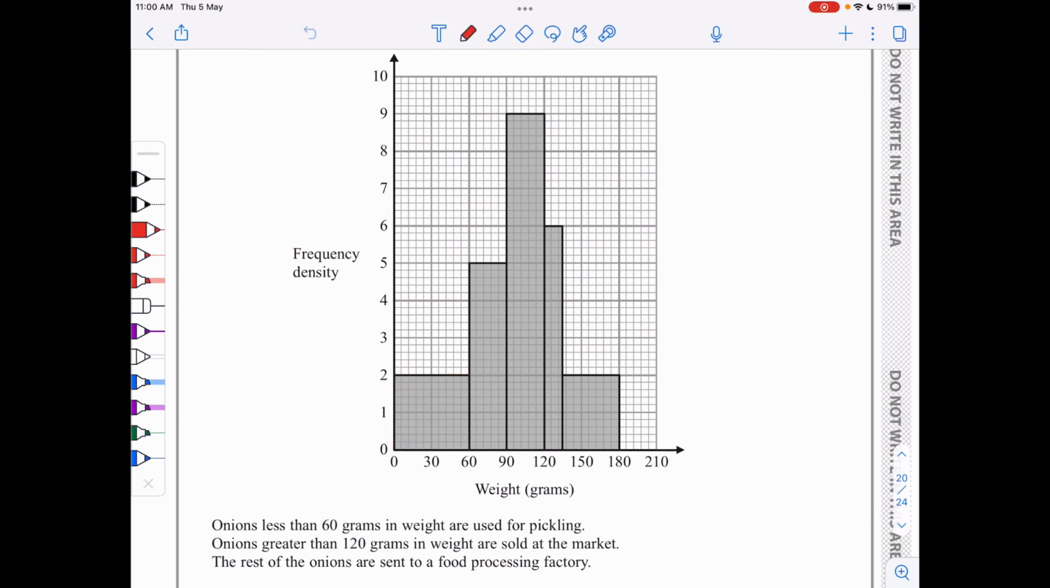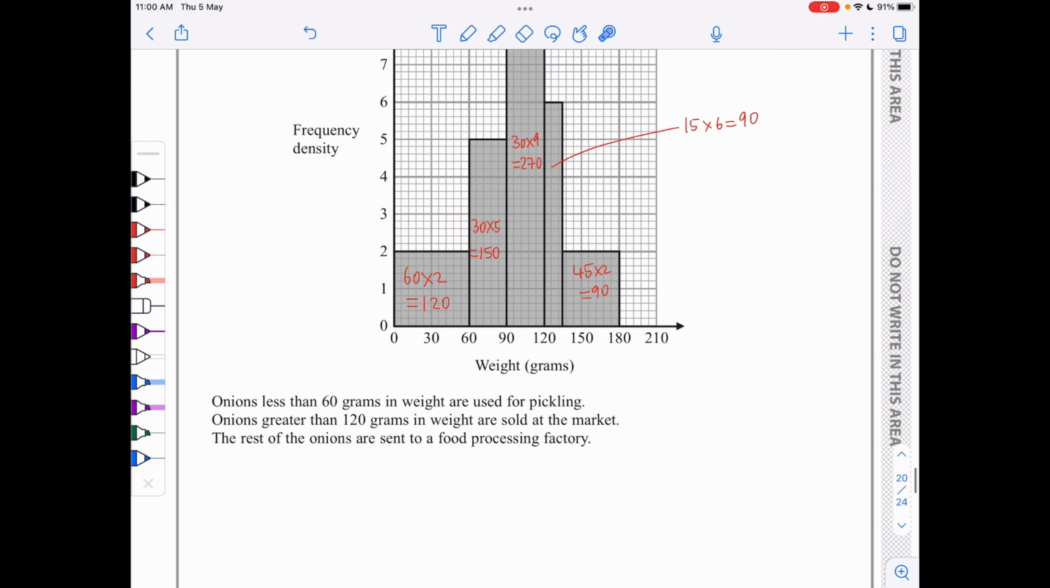So the first rectangle measures 60 by 2, so it's 120 onions here. Then it's 30 times 5, which is 150. Then it's 30 times 9, which is 270. Then from 120 to 135, it's 15 times 6, which is 90. And then 45 times 2, which is 90. So this means that we've got 120 onions between 0 and 60 grams. We've got 150 onions between 60 and 90, and so on.